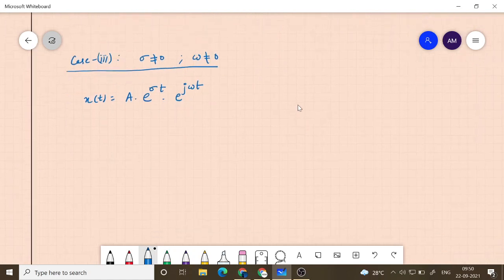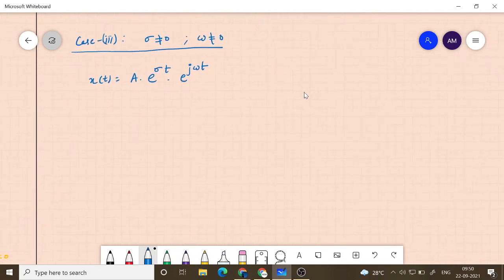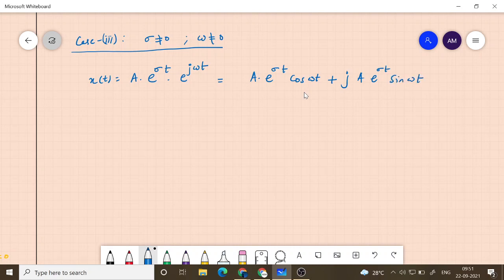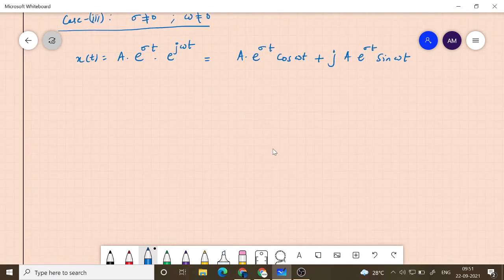Now let's go to the final case where none of these, a, sigma, nor omega, is 0. That is the most general case. Again I can expand it as e raised to sigma t cos omega t plus j into a e raised to sigma t sine omega t. If I plot the real and imaginary part of the function separately, that will be very convenient.